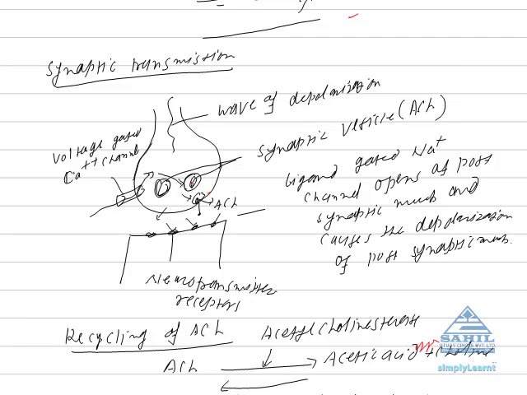The axon terminal contains certain synaptic vesicles, and the synaptic vesicle is loaded with a neurotransmitter. There are many neurotransmitters, but the most important one is acetylcholine. ACH is a short form of acetylcholine, which is present in the synaptic vesicle. The axon also contains a voltage gated channel called the calcium channel. This space is called the synapse, which is filled with synaptic fluid.